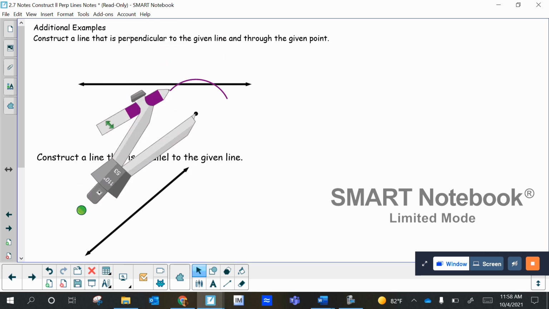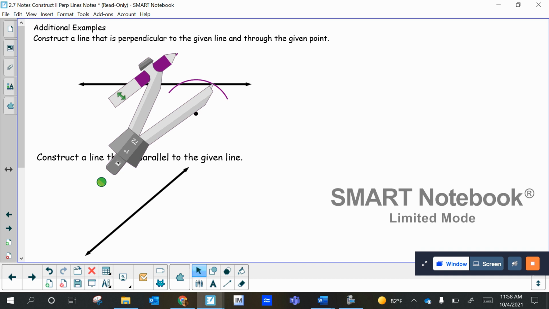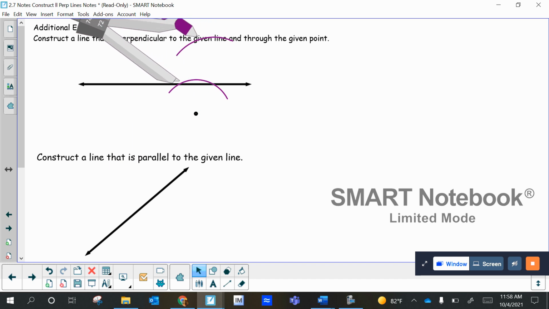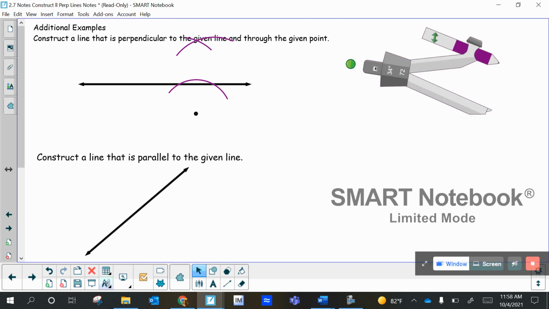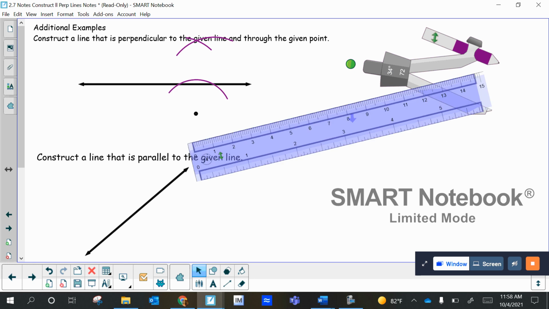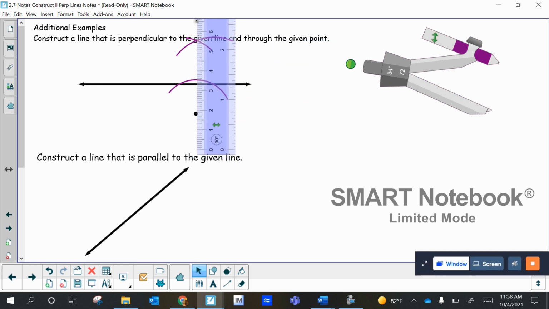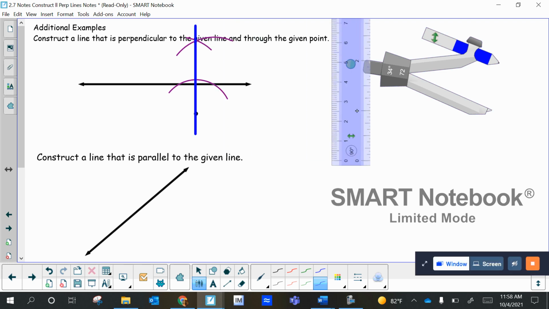So you make an arc, so it crosses it twice. You place it there. Make an arc above, place it on this point right here. Make an arc above. It's okay if it goes into the wording. Place it and line it up there. And there's your perpendicular right there. See how easy that is? That's a perfect perpendicular line, okay?